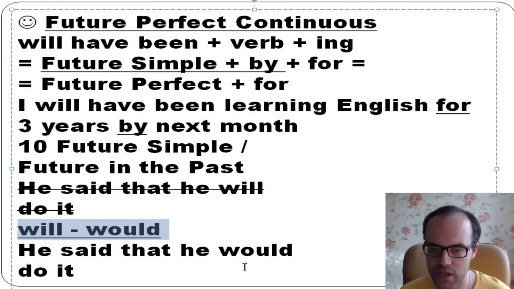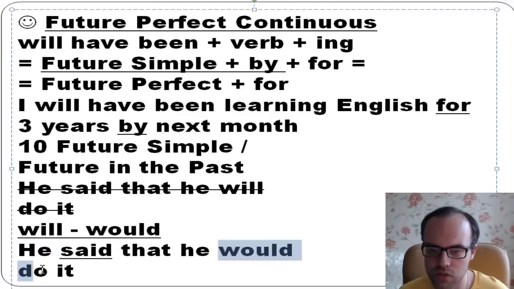He said that he would do it. He said that he would come. He said that he would listen to you, and so on. I knew that it would happen. So we use past simple, and then we need to use would plus verb.